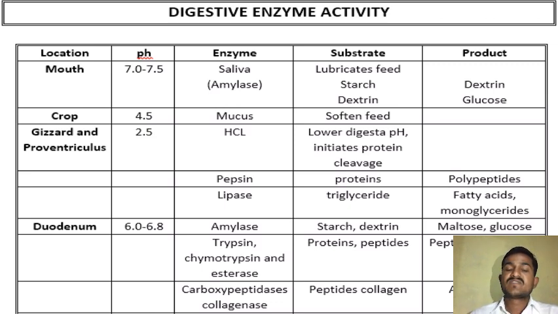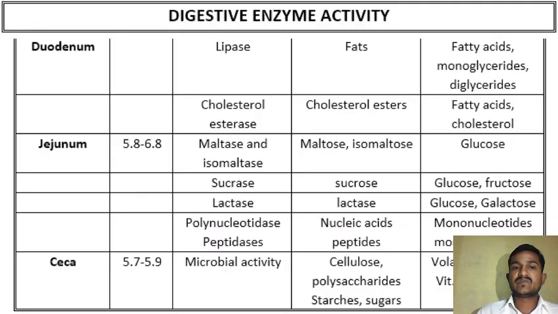The last enzymes released into the duodenum are carboxypeptidase and collagenase. Collagenase acts on collagen protein. They act on the peptides and collagen and convert them into amino acids as the end product. Clear? This is about the digestive activity inside the duodenum.